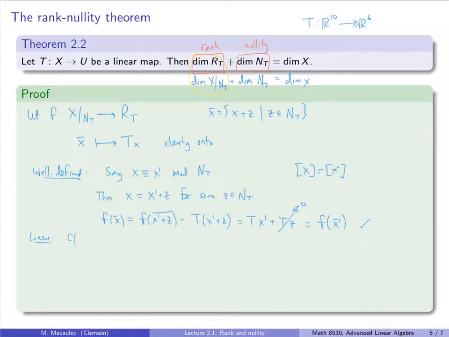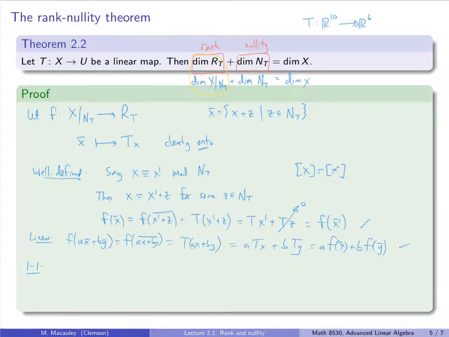Let's take f of a x bar plus b y bar. This is f of a x plus b y bar, which by definition is T of ax plus by, which is a Tx plus b Ty, which is a times f of x bar plus b times f of y bar. Okay, so it's linear. And finally, we want to show that it is one-to-one.